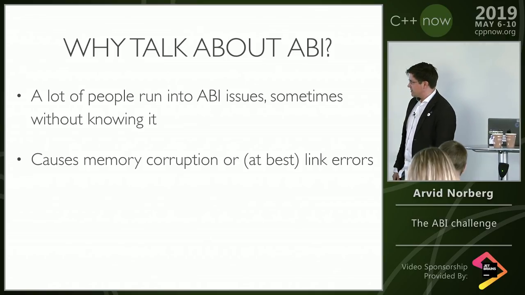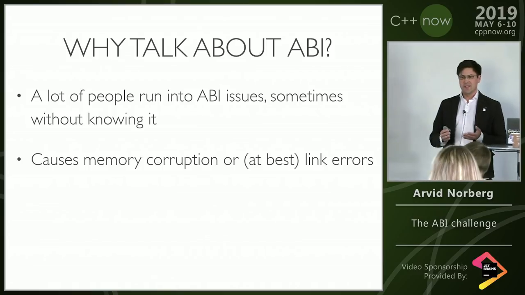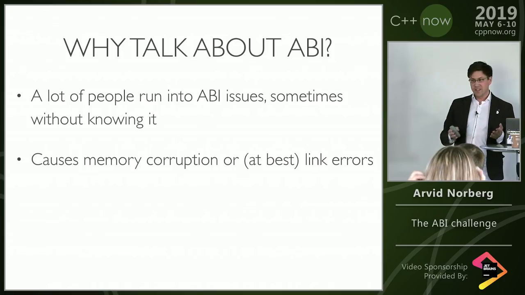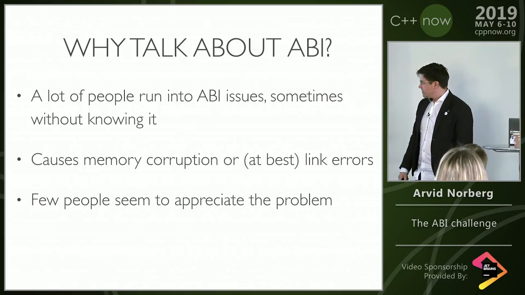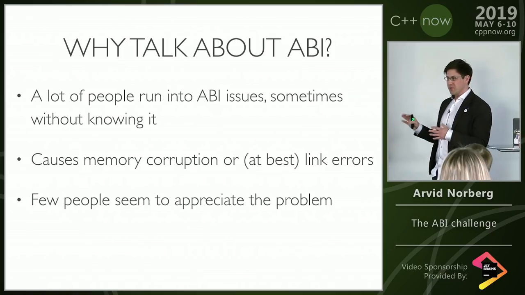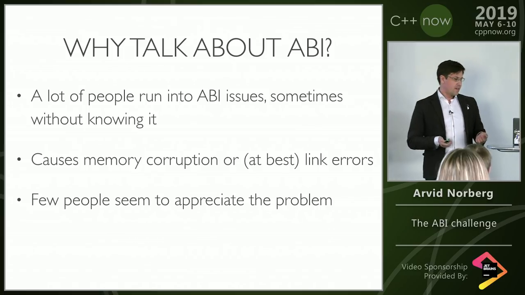The other issue is that when you run into ABI issues, you get memory corruption, which is partly the reason why you don't understand what's going on. If you're lucky, you get link errors. And I also get the impression from the community at large that few people really appreciate this problem. You see very little talk about it.